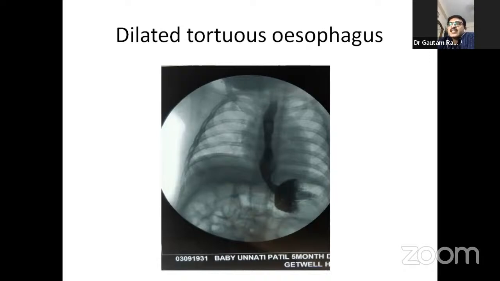So it is unlikely that this dilated tortuous. More importantly, I want to make a few comments.